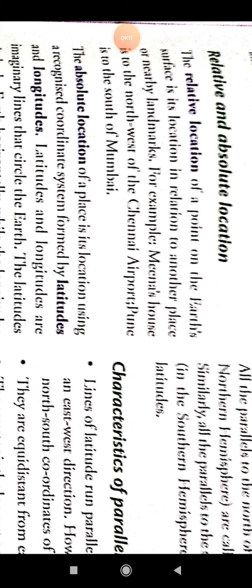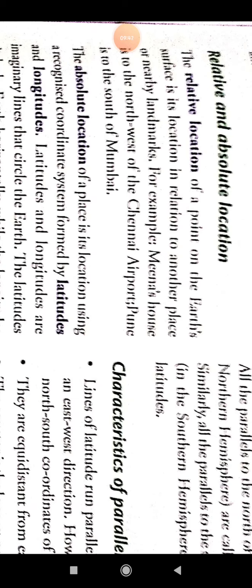It means when we are telling the location of a place, we are mentioning some landmarks. That is called relative location. So the relative location of a point on the earth's surface is its location in relation to another place or nearby landmark. The locations which are related to a landmark.